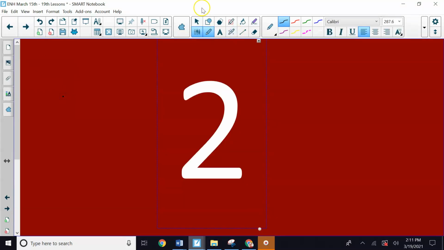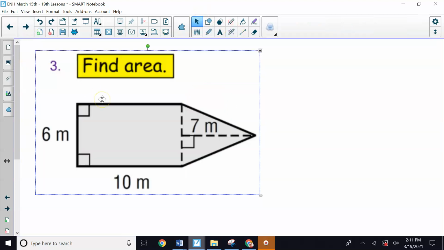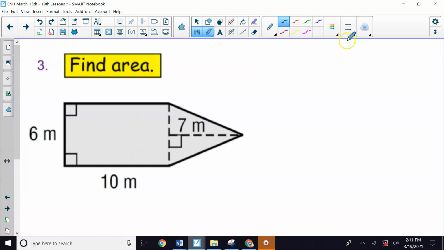Remember, this may not be number 2 on yours, but it was on mine. The second problem looks like this for me, and don't just ignore that number 3 up there. So here we are finding the area of this irregular shape, and once again, it's probably best to decompose here, where you're just splitting it into a triangle and a rectangle. The rectangle is pretty simple. I'm just going to write the answer right inside here because I know it's going to be 6 times 10. So we got 60 square meters.